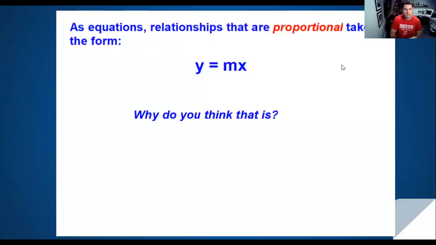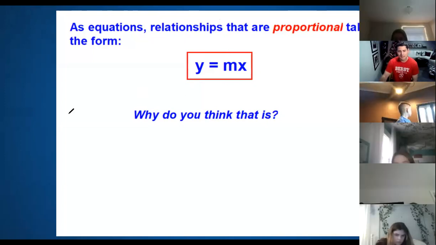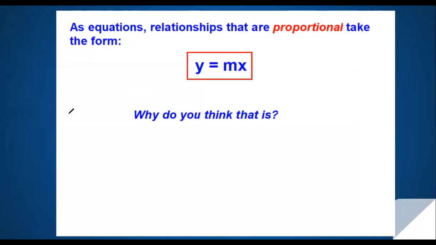So write down this equation in your notebooks. This is what proportional equations will look like: y equals m times x. Hey, what's missing here that we normally have for a linear equation? What normally comes after that mx? Plus b. But why is that b not in this picture? Where's b? Why do you think it's just y equals mx for proportional?